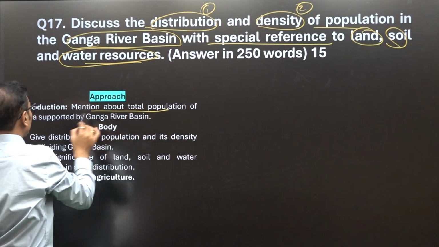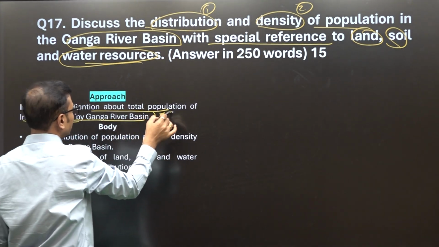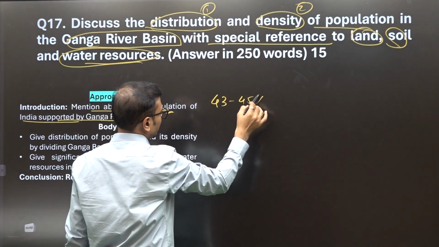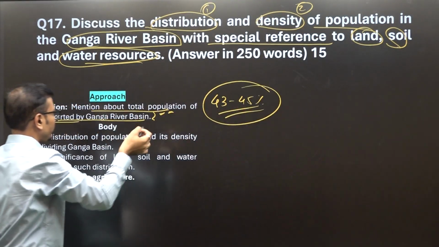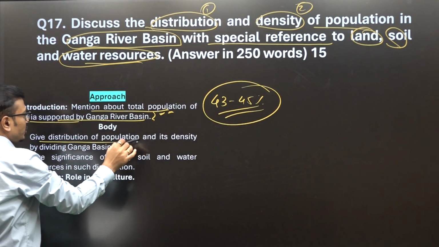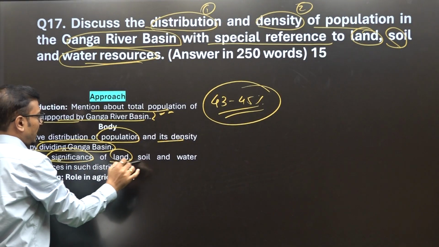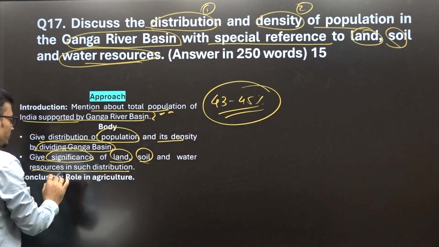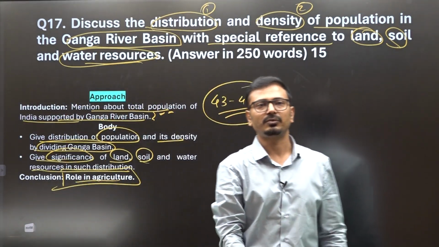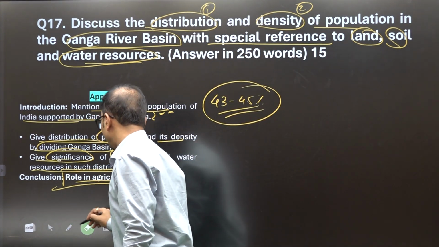So mention the total population of India supported by the Ganga river basin. You can mention that the total population is around 43 to 45% of the total population of India. It is supported by the Ganga river basin alone, so that will be a striking figure. Then give the distribution of population and its density by dividing the Ganga basin. Give the significance of land, soil and water resources in such distribution. And in conclusion, you can mention the role of this Ganga river basin in terms of agriculture and the water resources of India.